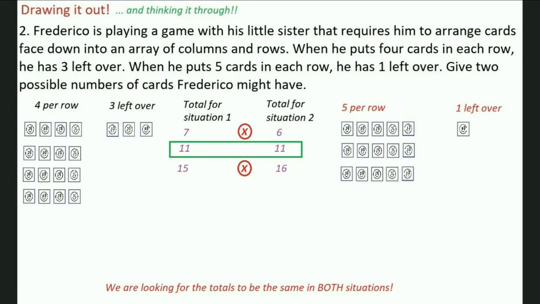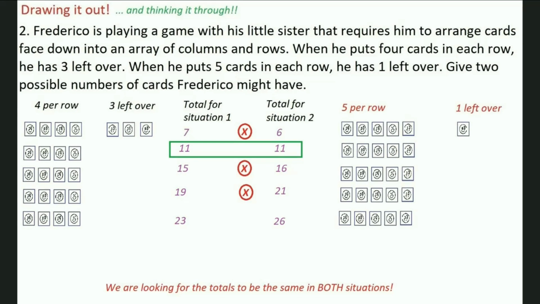Here's another 4, so 4, 8, 12, 16 plus 3 is 19. If we add another 5 over here, we have 21 cards. 19 and 21 are not the same number, so that's not a match. We have 4, 8, 12, 16, 20. We have 23 cards here. We have over here on the other side 26 cards if we add another 5 with 1 left over. And also not a match. Let's add another 4 with 3 left over. We end up with 27. 6 rows of 4 and 3 left over, 27. Over here in situation 2, if I add another 5, that's 6 times 5 is 30 with 1 left over. That's 31 cards, also not a match.